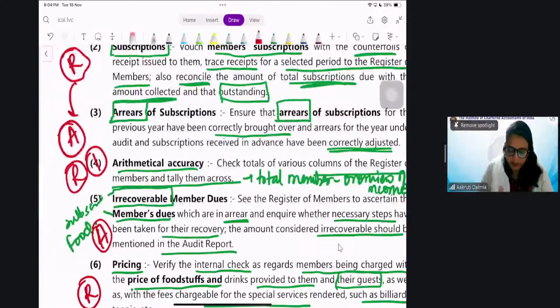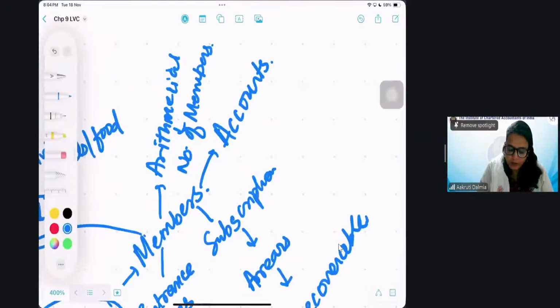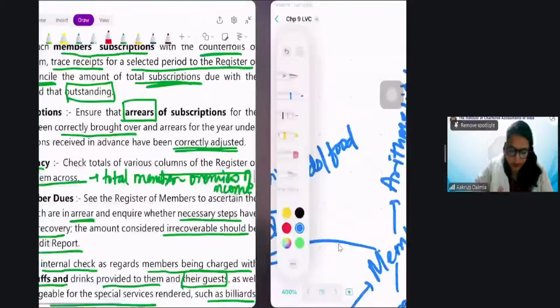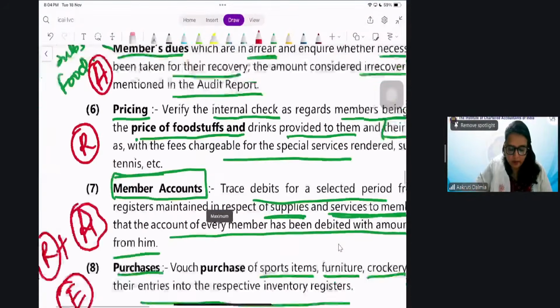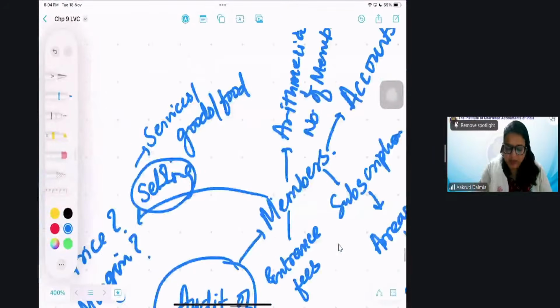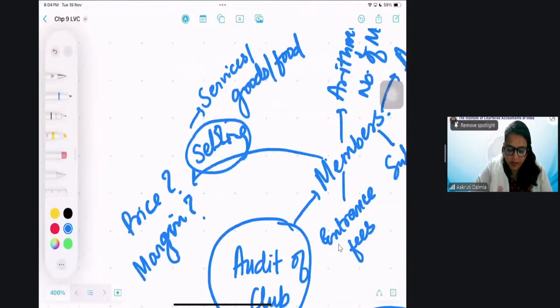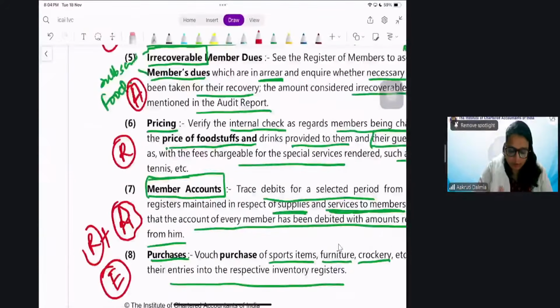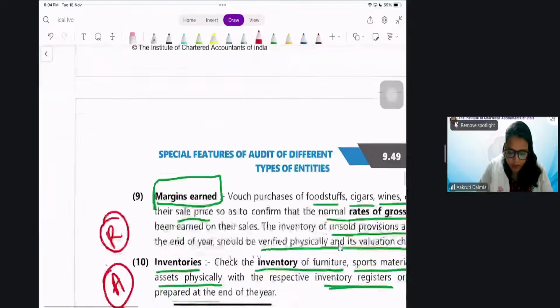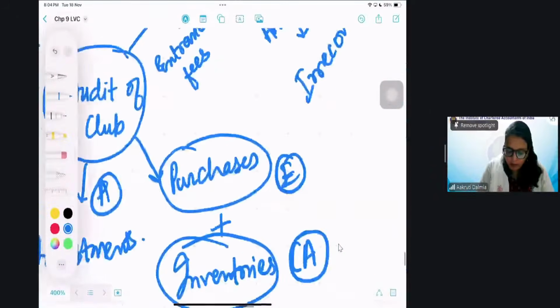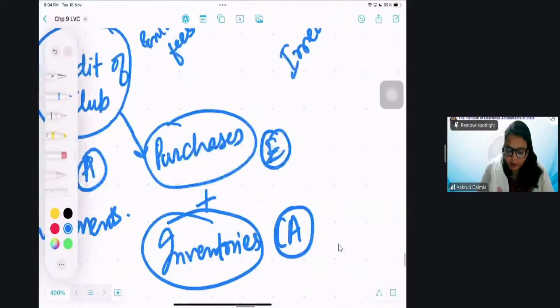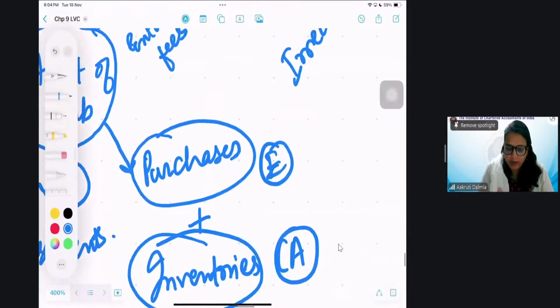Then we are checking arithmetical accuracy, number of members. Then what are we checking? We are checking the member accounts. So what are we checking here? That all the member accounts are properly tallied. Then to these members, we are selling things. So is there proper pricing and proper margin? Proper pricing and proper margins are being earned. Then expenditure, mainly all purchases are properly checked.